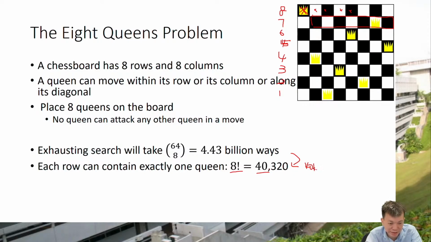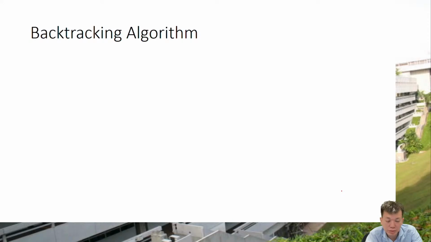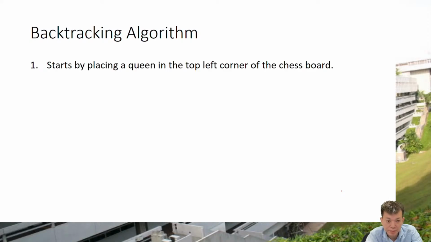But is it smart enough? Not really. Actually, you can use backtracking. You find that 40,000 is still quite a lot. For 8 by 8, what happens with 10 by 10? It becomes 10 factorial. N factorial, you should know that it's quite scary. Therefore, people came up with this backtracking algorithm to solve this problem.